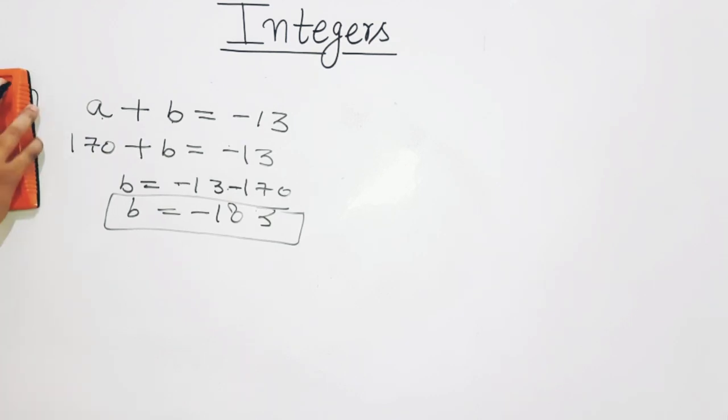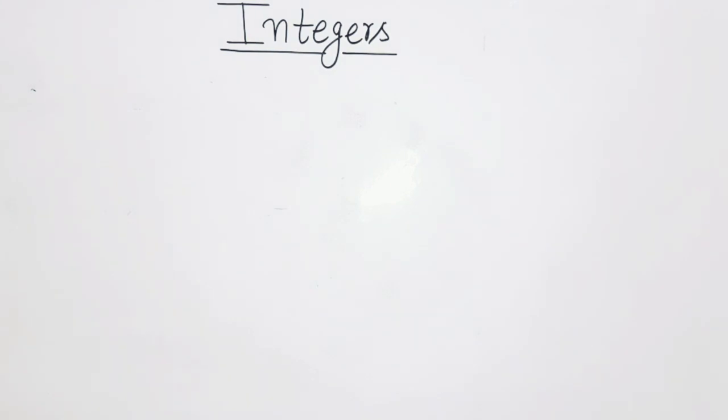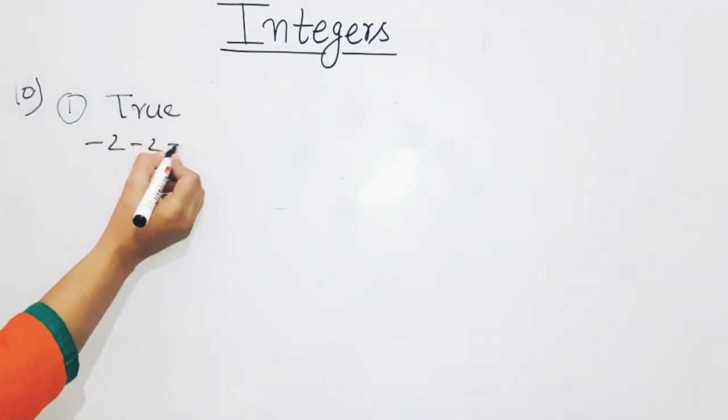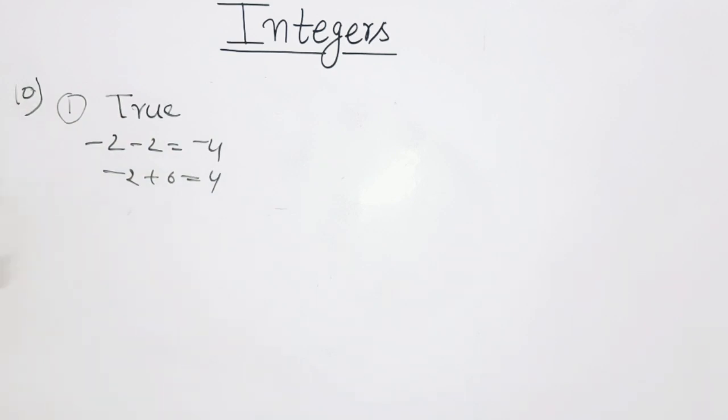True false you have to do in the maths textbook only, but I will explain the true false in order to clarify your concept so that you understand well. Write the following statements, true or false, okay? Sum of two integers is always an integer. When we add two integers, the result is always an integer. That is totally true, right? Minus 2 minus 2 is minus 4. Minus 2 plus 6 is equals to 4. So see, we are getting one negative, one positive. So whenever we are adding two integers, the result is always an integer.